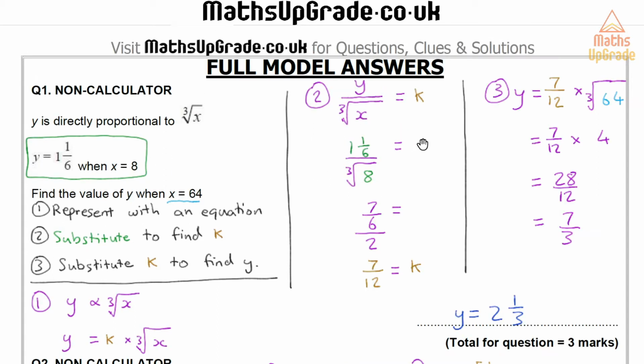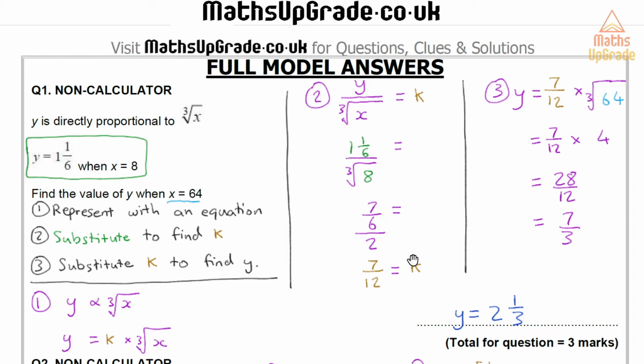Now to work this out, I'm going to first of all convert this into an improper fraction, which is 7 over 6. And I'm also going to work out the cube root of 8, which is 2. So I'm going to do 7/6 divided by 2. 7/6 divided by 2 is 7/12. K is 7/12 without a calculator.